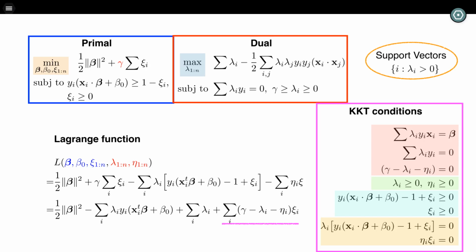A lot of the summation over i involves lambda i, but only a small set of the data points are going to have non-zero lambda i. Those are the data points either on the dashed lines or on the wrong side of the dashed lines. So it's sparse in that sense, okay?